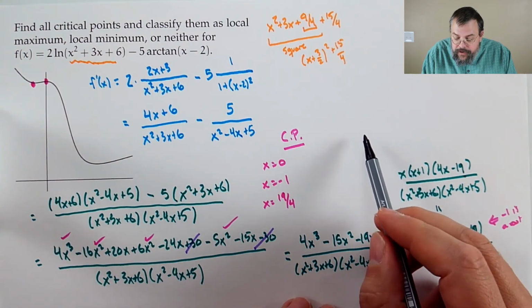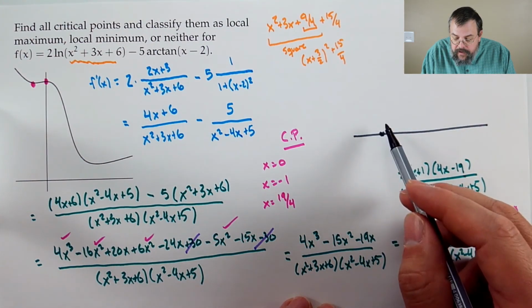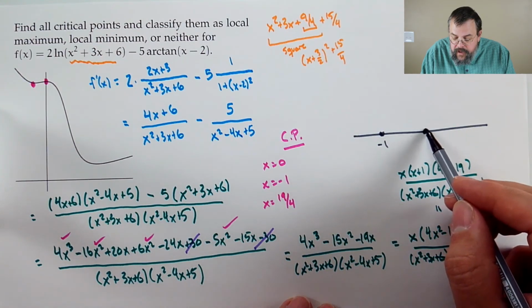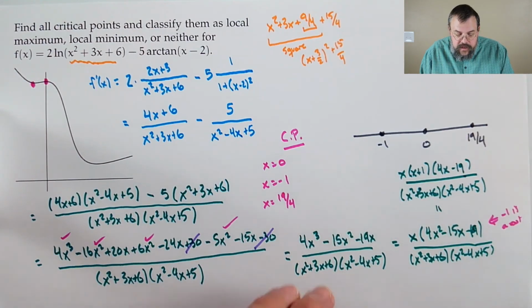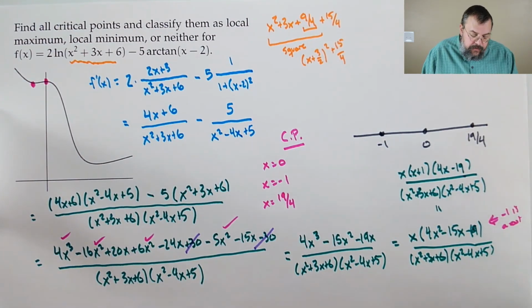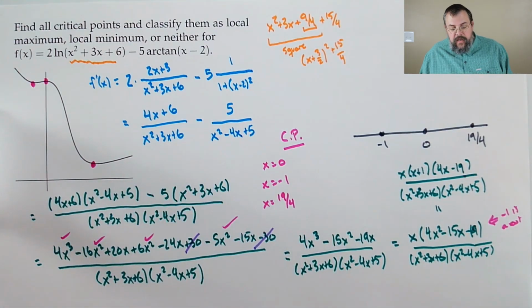Okay, so we draw our line. So we have our points. We have negative 1, 0, and 19 fourths. So I guess I should have marked where 19 fourths is. I would guess roughly there. All right. Just from the picture, we can probably tell what the answers are. So let's see if our computations agree with the picture.